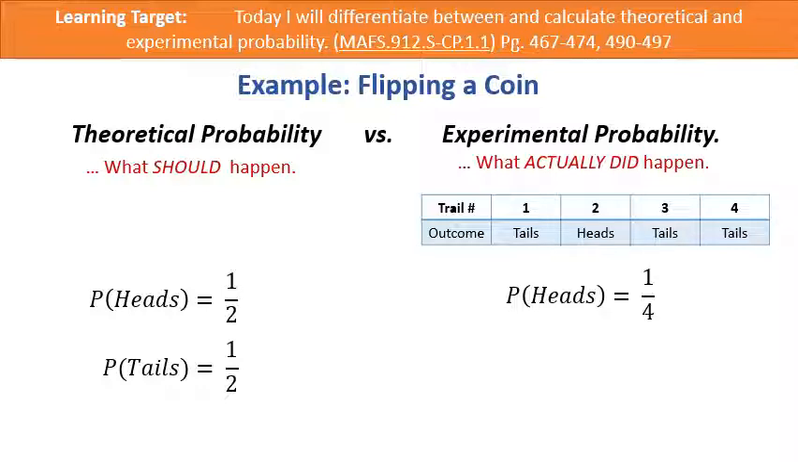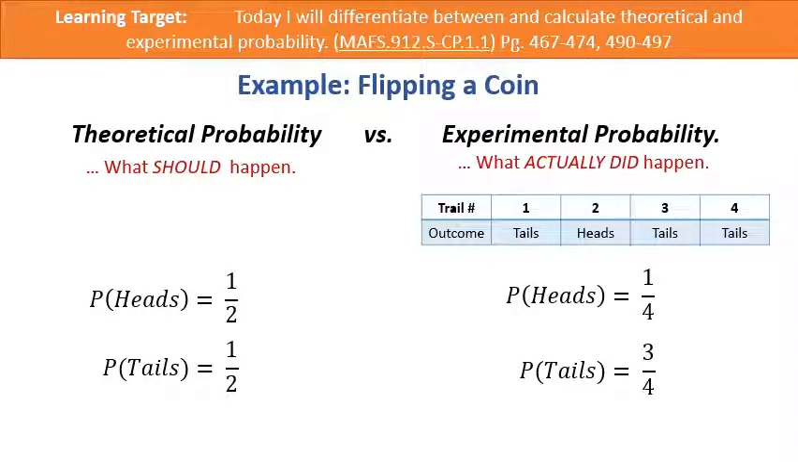So the number of trials is our denominator. That's the total number of times that we did this experiment. The numerator is what our favorable outcome was. So it only happened one time. Trial number 2 was the only time I got heads. The probability that I got tails was 3 out of 4. Trials 1, 3, and 4 all landed on tails, and I only did 4 trials.